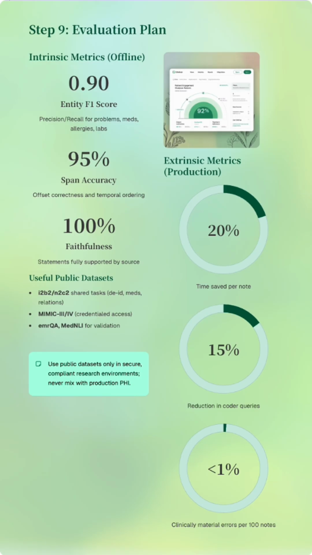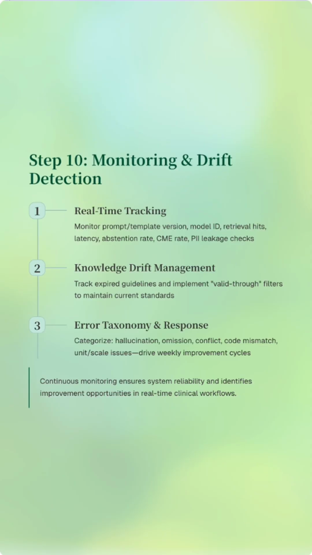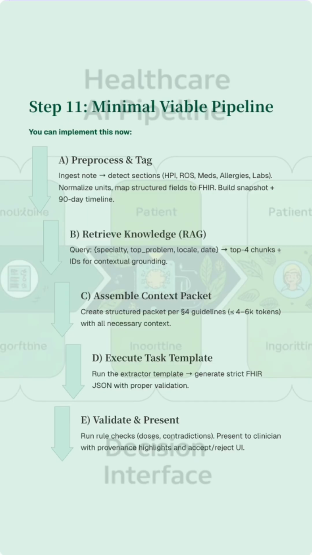Step 9. Evaluate carefully. We don't just measure whether the AI sounds good. We measure precision and recall on actual data sets like MIMIC or i2b2. And in real clinics, we measure outcomes like time saved or error reduction. Step 10. Monitor in production. Over time, guidelines change and hospital policies get updated, so we need monitoring, tracking which guidelines the AI is using, how often it abstains, and whether errors creep in.